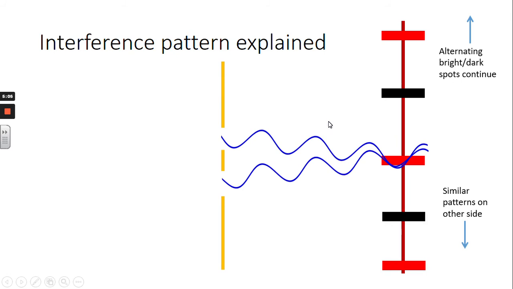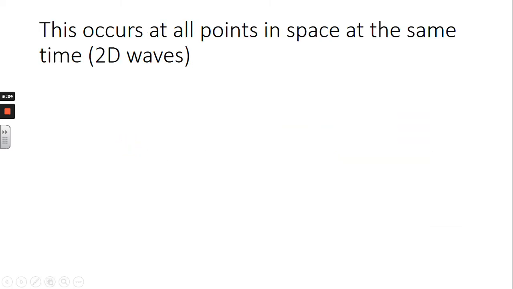The similar pattern occurs on the other side. This whole thing is symmetric. So that's why you see that interference pattern. It's the two waves interfering with each other through wave superposition and constructive and destructive interference at different points along the screen. Of course, this occurs at all points in space at the same time.